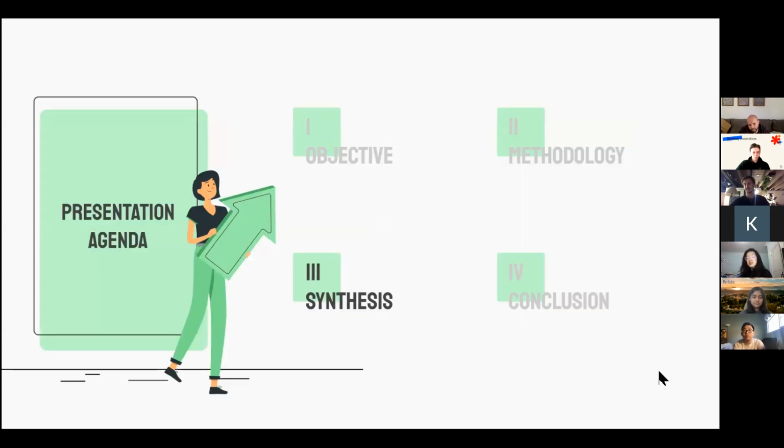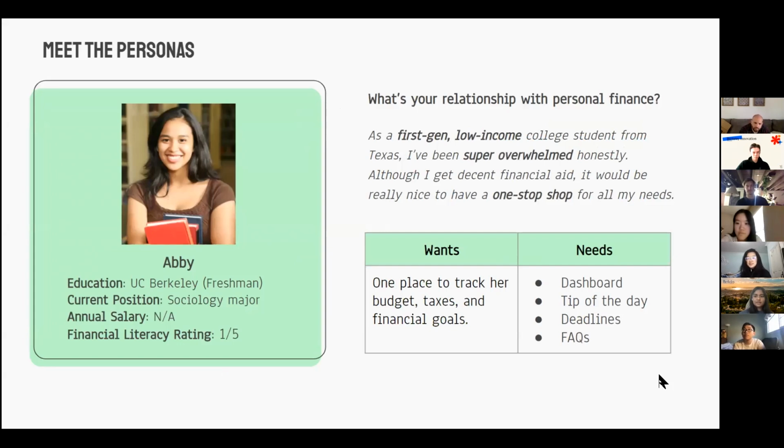Now we'll be talking about the synthesis, which includes some of our personas as well as a journey map. So we have three user personas. I'll be talking about the first. First off, we have Abby, who's a freshman at UC Berkeley from Texas. Overall, she's feeling really overwhelmed with finances because it's something she's never had to deal with before. Although she gets decent financial aid and resources from the school, she doesn't have a one-stop shop for all her needs. And especially because she's a first-gen low-income student, she can't just talk to her parents or get easy access to those resources. So with our app, hopefully she can track her budget, taxes, and financial goals with our various features, which I'll be getting to in our journey map later.